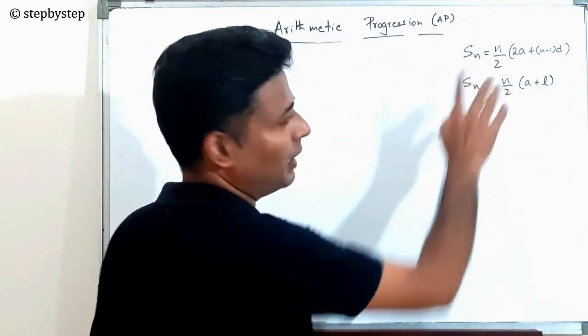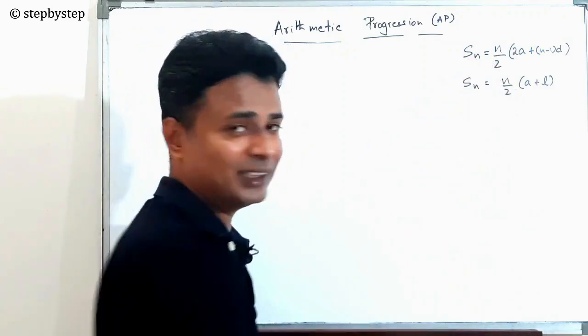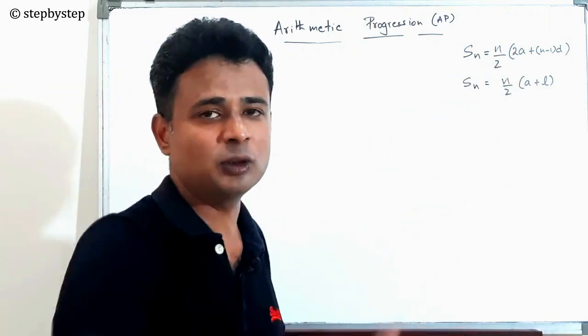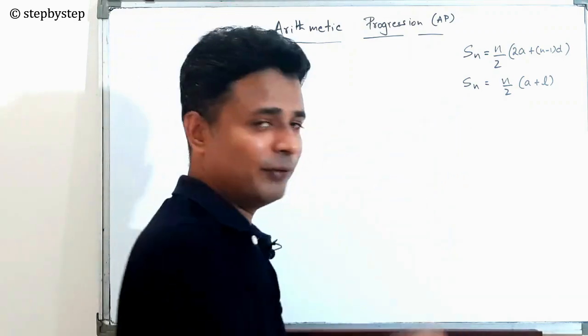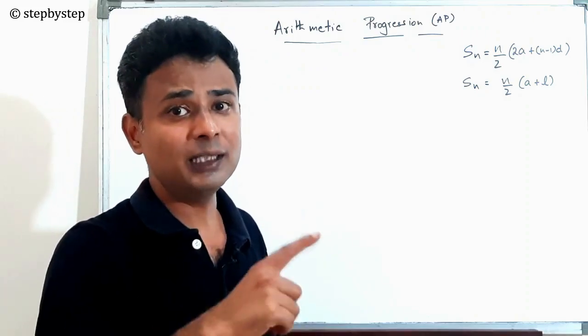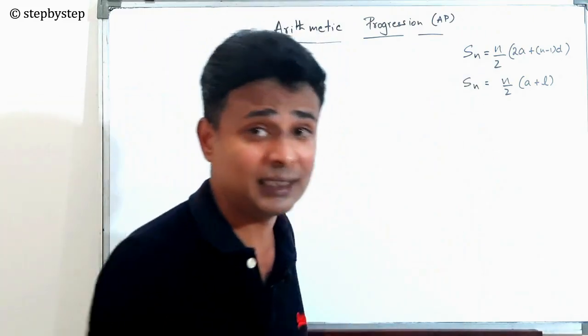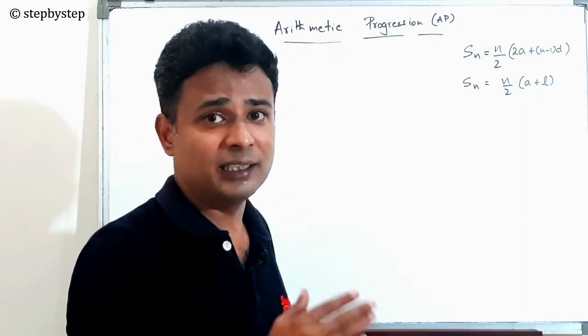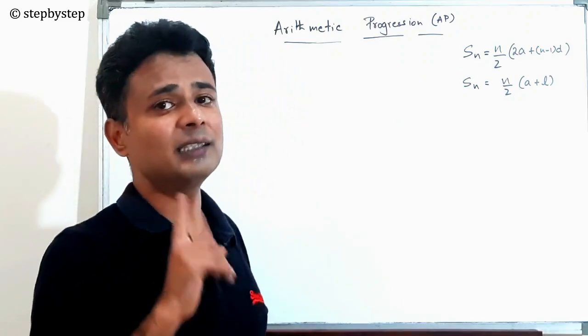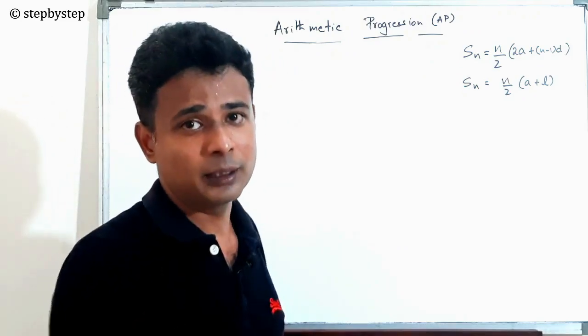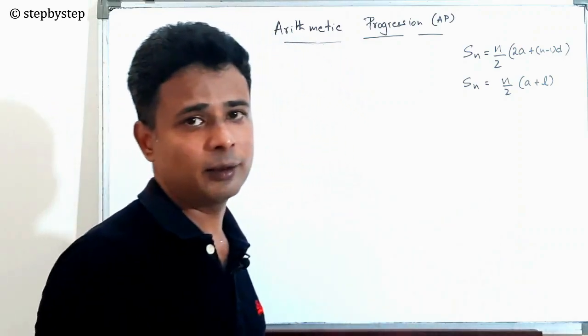Now in the first formula, I am sure you know what it stands for. S_n stands for the sum of n terms of an AP. So if there are 5 terms, S_5 will stand for the sum of the first 5 terms, and remember it is the sum of the first n terms of an AP. It is not from the middle to the end or something like that. When you say S_n, it is the sum of the first n terms, from the first term till the nth term.